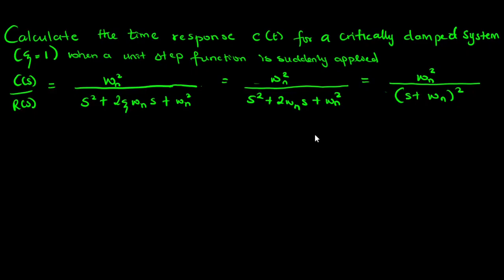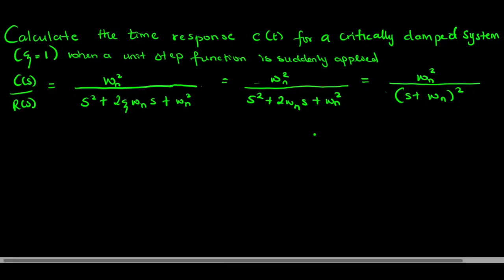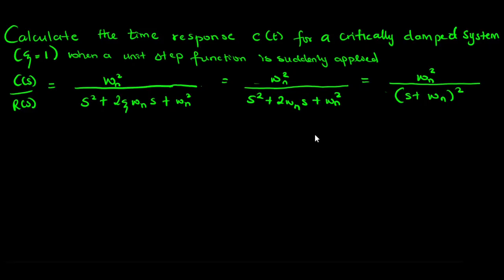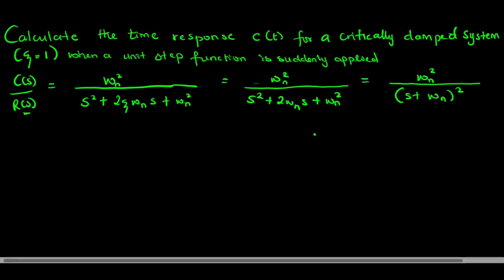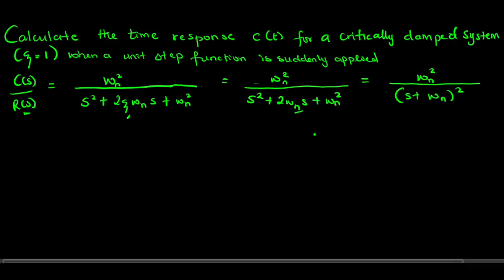Alright guys, so this question says to calculate the response for a critically damped system, as critically damped means the damping ratio is equal to 1, when a unit step function is suddenly applied. So the unit step input will be R(s). This is the standard form for a second order system. If zeta is equal to 1, you're going to have this answer.